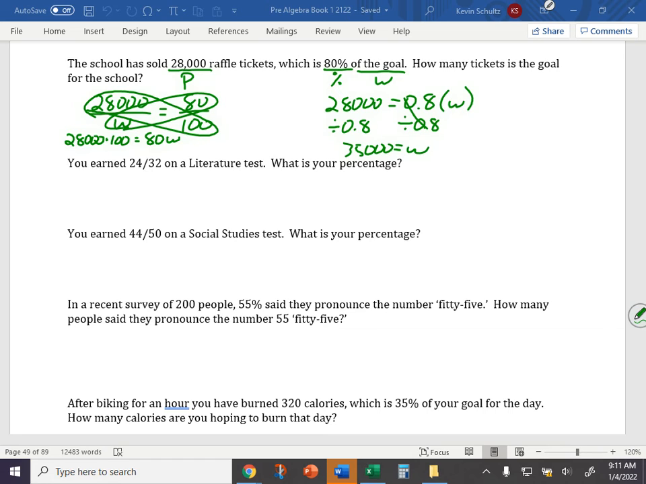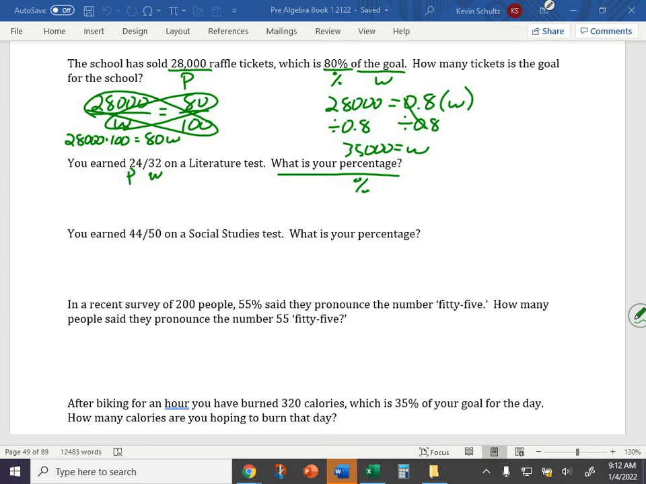Okay. The next one actually, Kate, this is kind of what you were alluding to earlier. You earned 24 out of 32 on a lit test. What is your percentage, right? We're solving for the percentage. That's pretty obvious because it asks us that. Which of those values is the part and which one's the whole? Lexi. You do 32 divided by 24. Oh wait, yeah, okay. So the whole is 32 and the part is 24. Yep. The part of the test you got right out of how many questions were on the test.